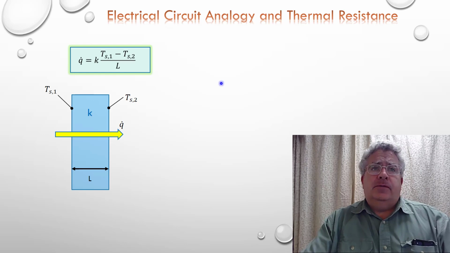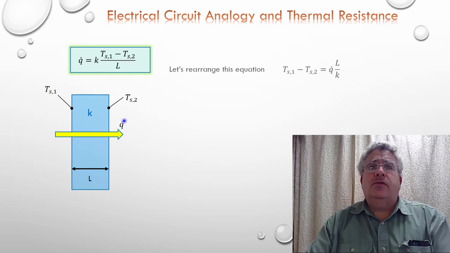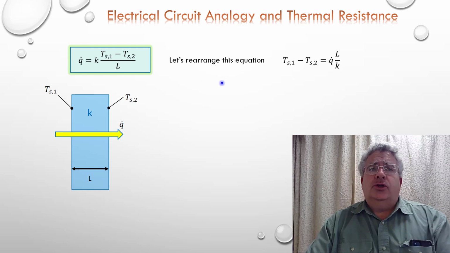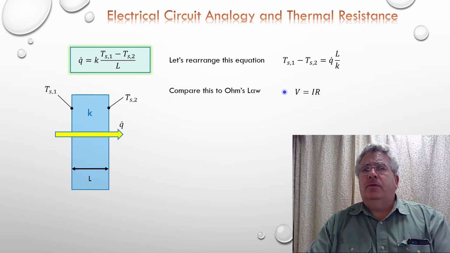So this is the equation that we left off with. Now again, remember, this is still Fourier's law, but I've gotten rid of the negative sign, and it's understood that TS1 is the high temperature, TS2 is the low temperature, and we'll be moving in the direction of high temperature to low temperature. So if we rearrange this equation such that we have the temperature differential on the left-hand side and the other terms on the right-hand side, we can compare this to Ohm's law.